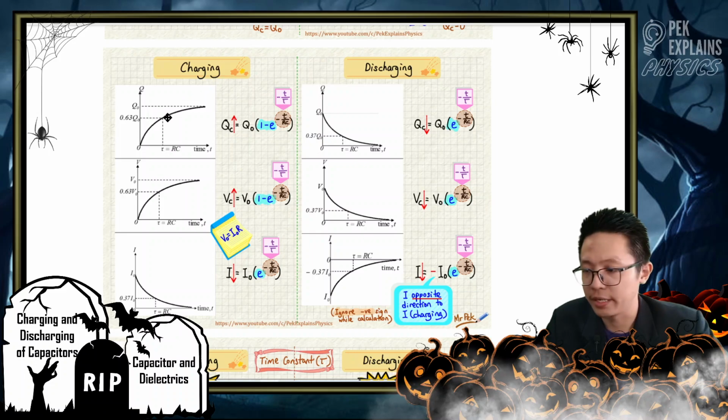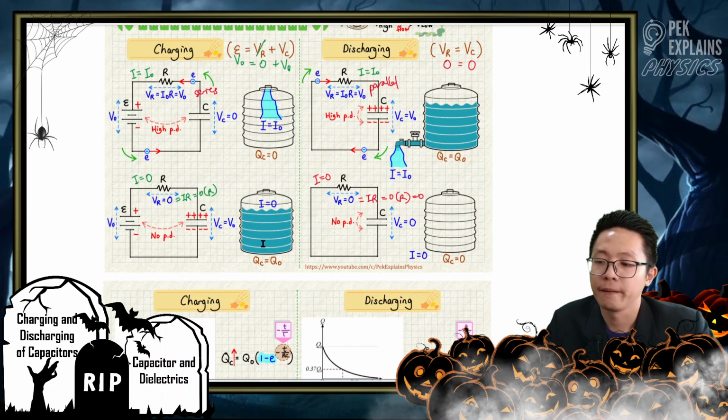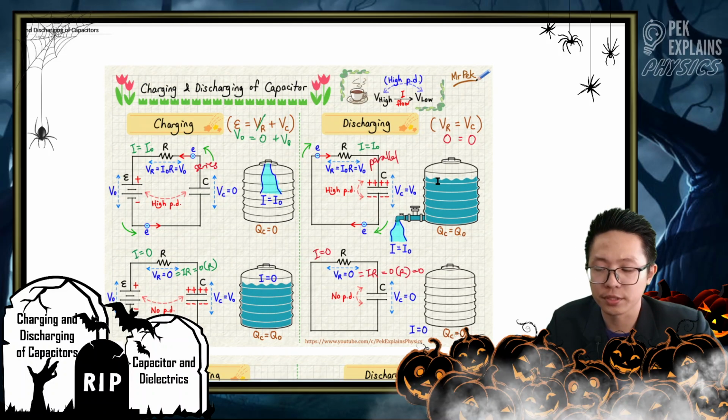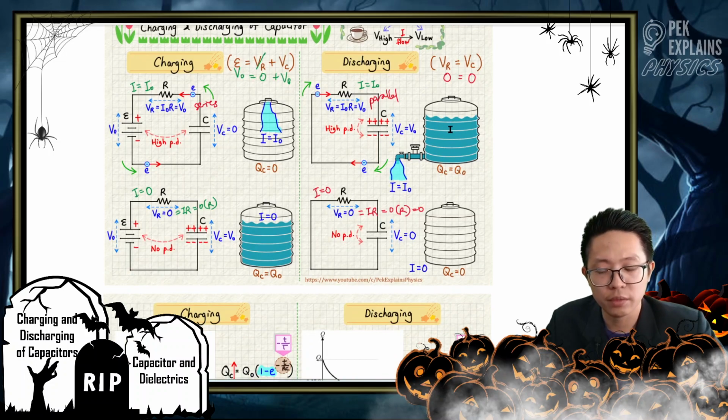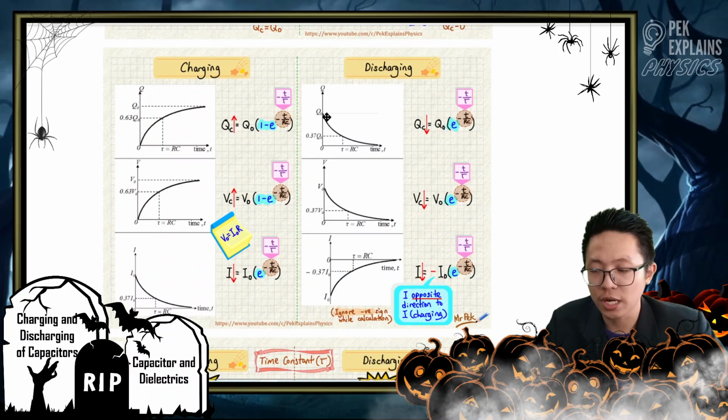For the charging process, the charge and voltage increase because it's like the water tank going from empty to full. But for the discharging process, the water goes from a full tank to empty, so the charge and voltage both decrease. But the current is different.